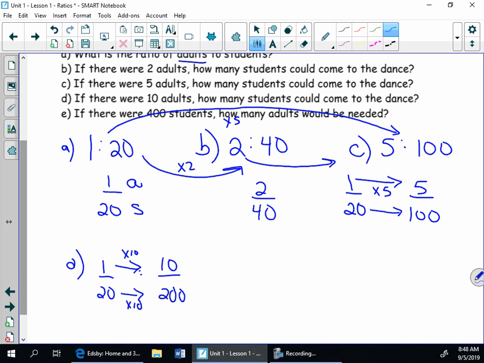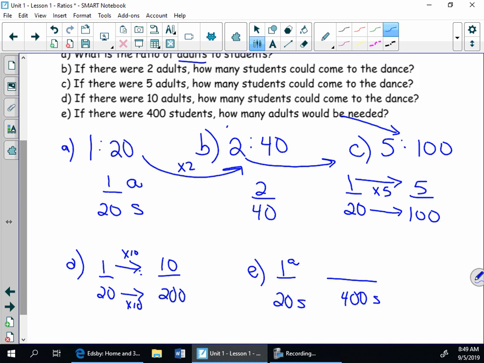And if we try the last one, let's erase this so we can see, there's 400 students now. 400 students. How many adults do we need? Well, we know we start with 1 to 20. That always worked. And these were our students. These were our adults. Now we have 400 students there. How many adults do we need?